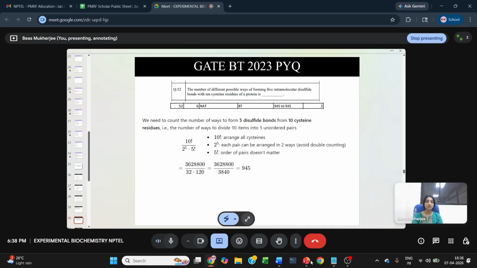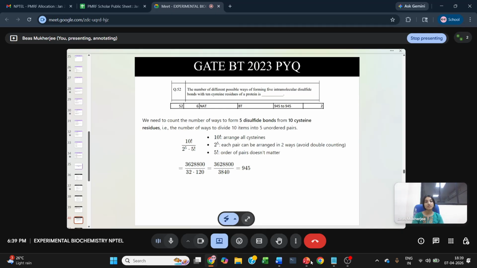Now the next question. The number of different possible ways of forming 5 intramolecular disulfide bonds with 10 cysteine residues of a protein is. How do you do it? The formula is we need to count the number of ways to form 5 disulfide bonds from 10 cysteine residues, that is, the number of ways to divide 10 items into 5 unordered pairs, that is 10 factorial divided by 2 to the power 5 into 5 factorial.